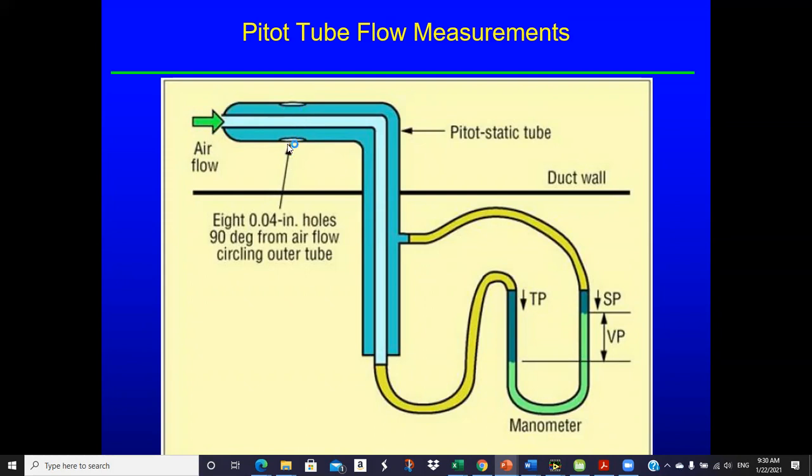And so these are static pressure openings, and you've got 8 holes, and there are some specs on it here and all this sort of thing. But anyway, we allow the static pressure in the outer portion of this region. And so the other side of the manometer hooks in here. And so this then shows static pressure, total pressure, and the difference being velocity pressure. So that's how a Pitot tube works.